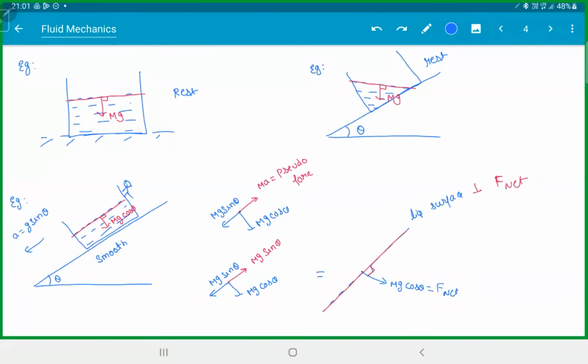Do have a look at this. We are finding net force on the liquid surface. We are not finding it on the ground. These are the forces on the liquid.